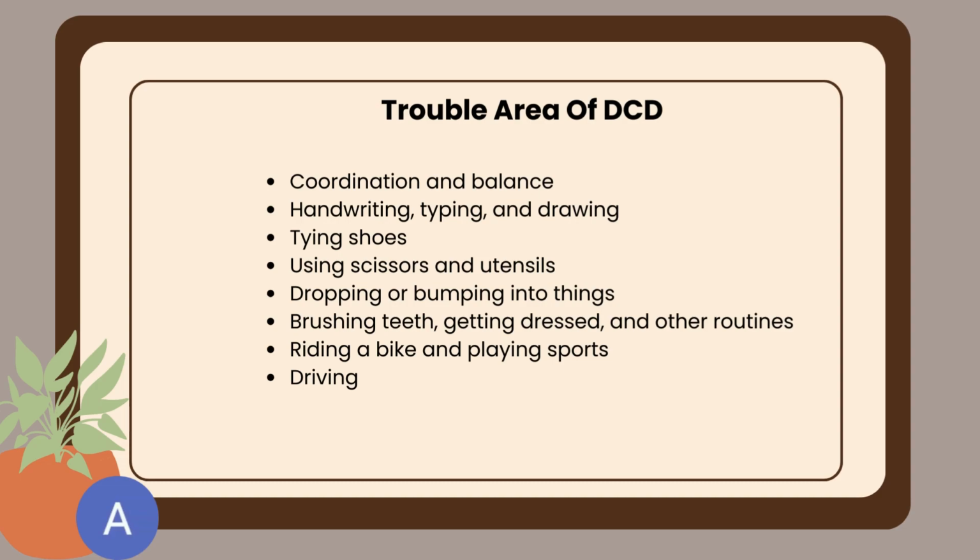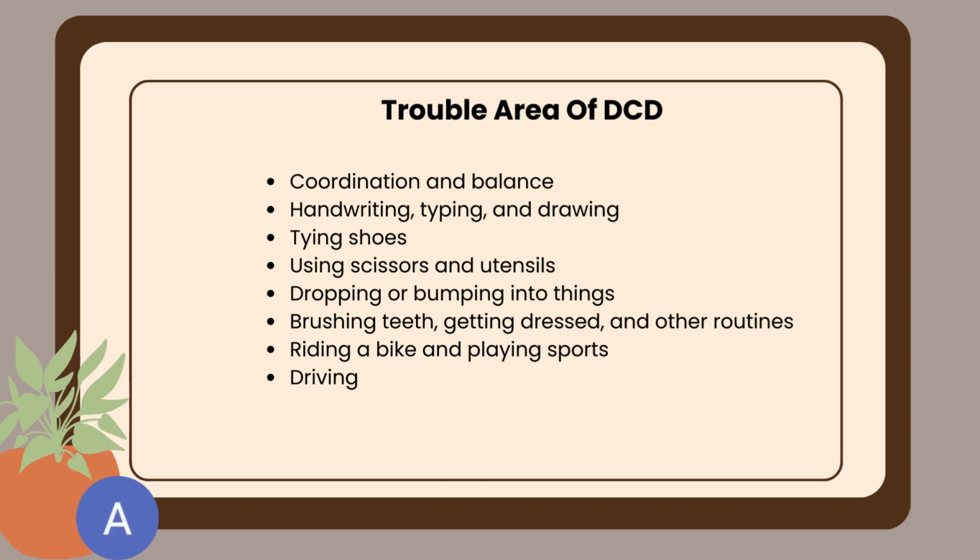The fifth one is dropping or bumping into things. This is difficult for them because they are not able to know the effect of their actions. The sixth one is brushing teeth, getting dressed, and other routines, where they need to use their motor planning and their body parts.